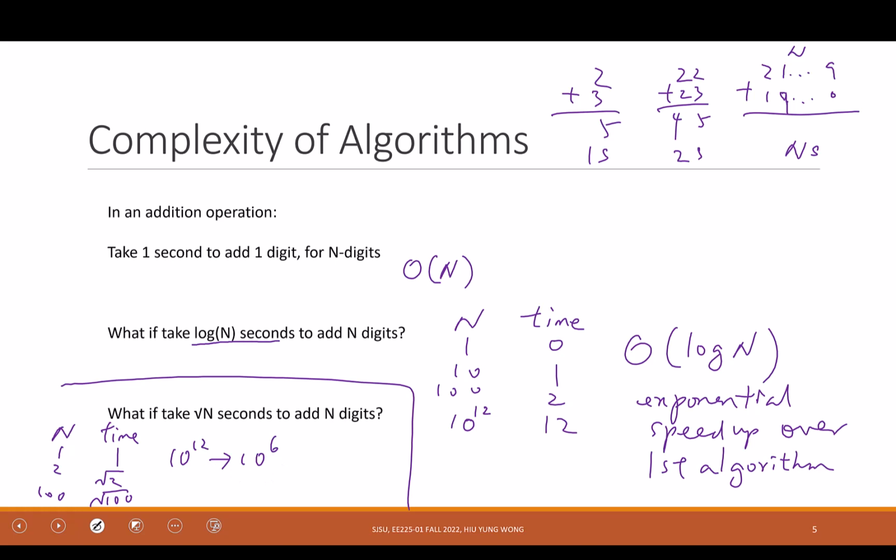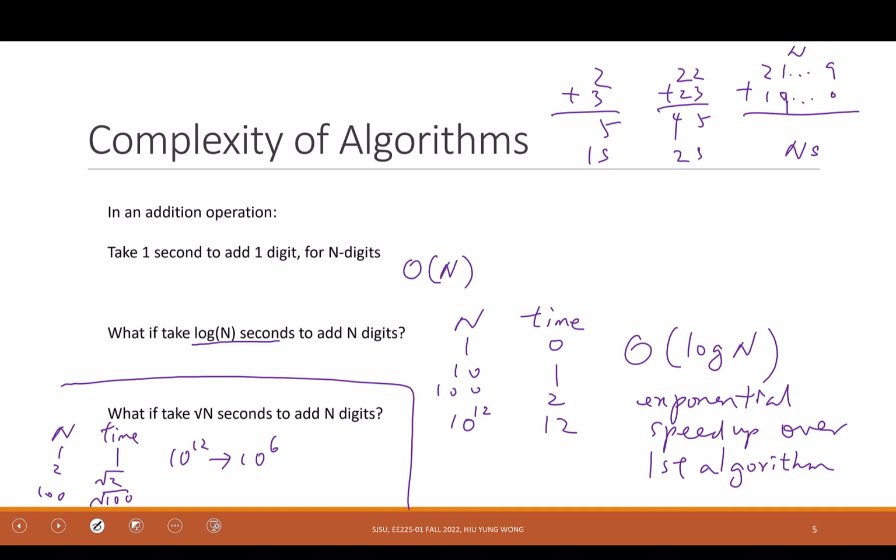It takes 1 million seconds. Still not bad, actually, because 1 trillion may be too long for my life. I don't know about what is 1 million, maybe a few years, you need 10 years or something, right? At least I can do it before I die, right? So it's still a speed up.